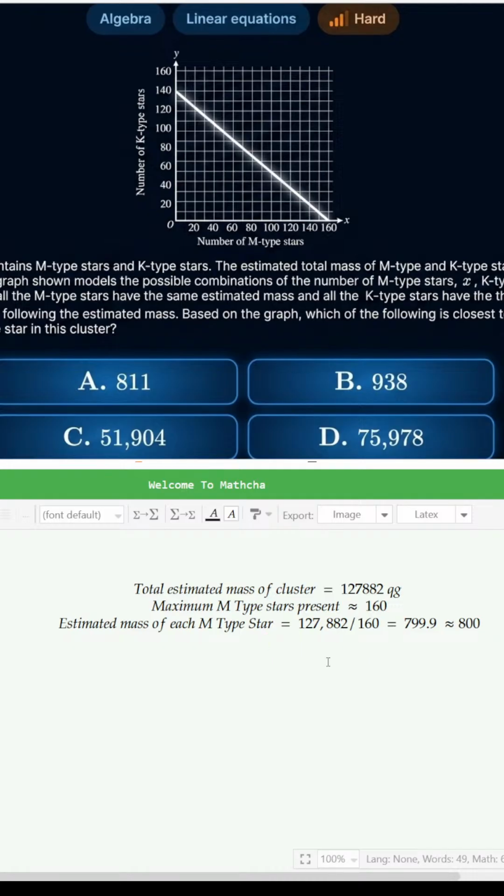So this is the mass of one M-type star, and the closest number to this estimated mass in the options is 811 kilograms. As you can see, 811 is option A, so that should be the correct answer. So the correct answer is option A, that is 811. Okay, so this is how this question will be solved. Now let us go to the next question.